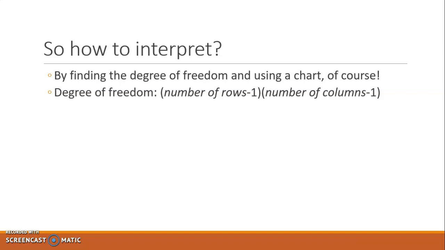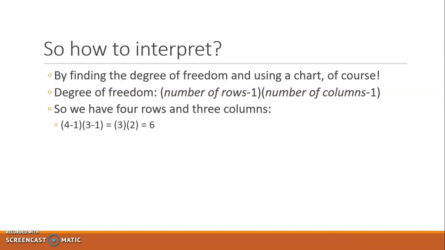You've got rows, you've got columns. Number of rows minus 1 multiplied by the number of columns minus 1. So we have 4 rows and 3 columns. With 4 rows and 3 columns, we have 4 minus 1 times 3 minus 1, which is 3 times 2 equals 6. So that is the degree of freedom.